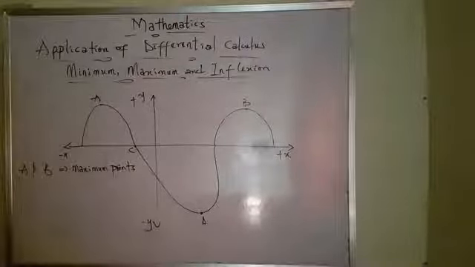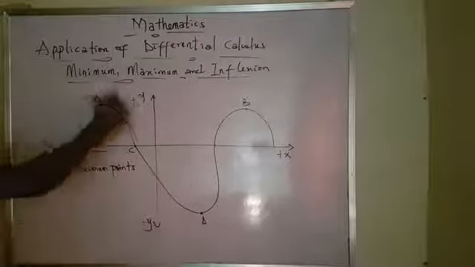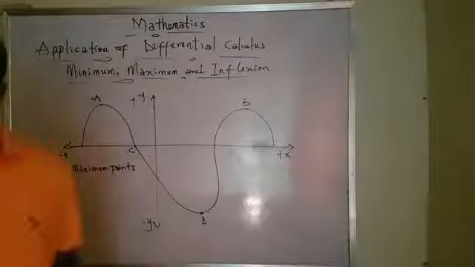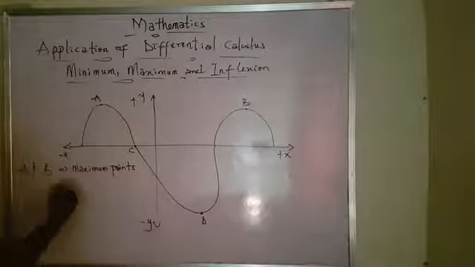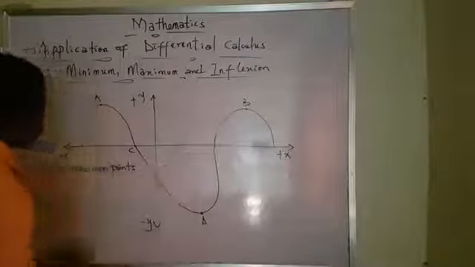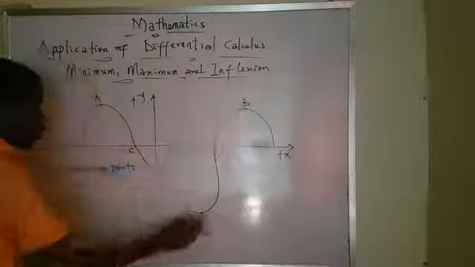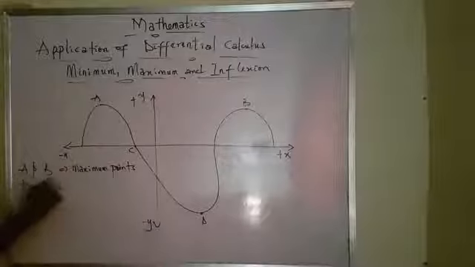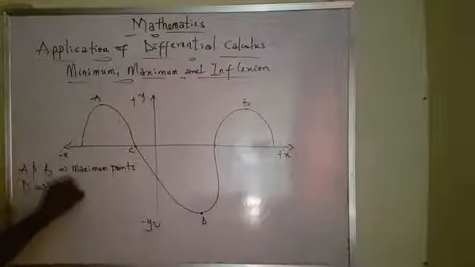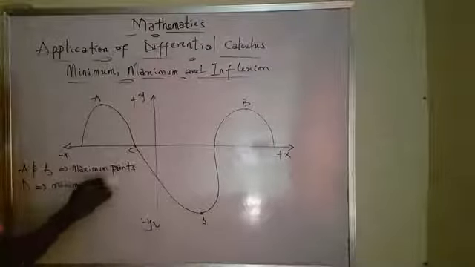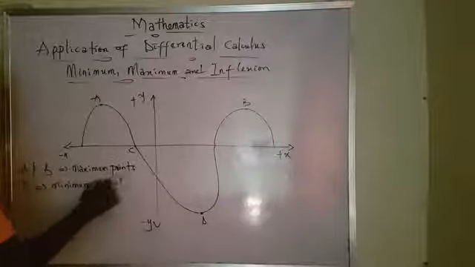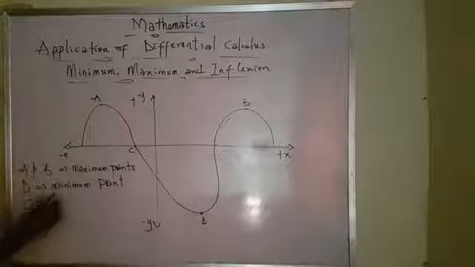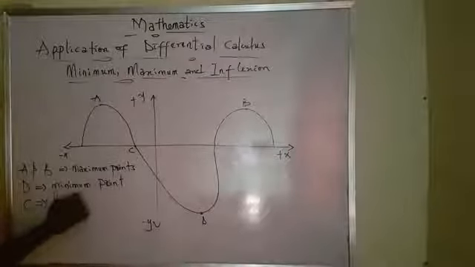Of course, this is a graph, produced as a result of a particular function or a curve. So this gives this kind of graph. These are the maximum points, while D implies the minimum points. Then we have C. It is the inflection.